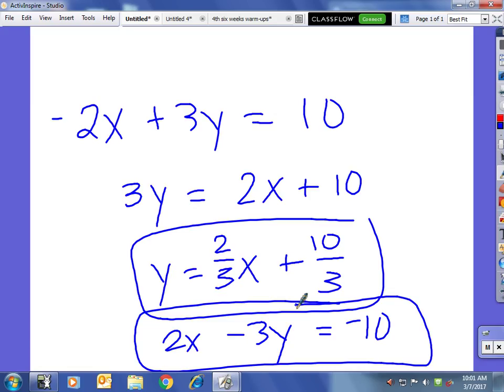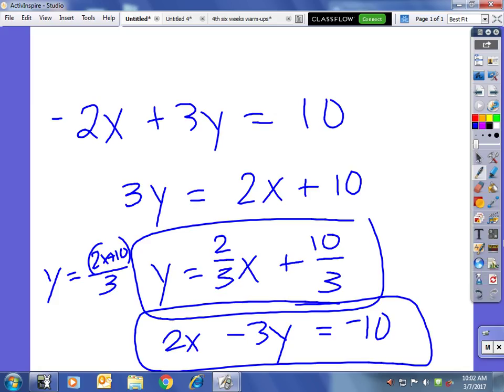Jason. Whenever you divide by 3, can you do it like this? Y equals 2x plus 10 all in parentheses and then divided by 3? Yes, but I just prefer you to put it the other way because it's easier for me to grade.